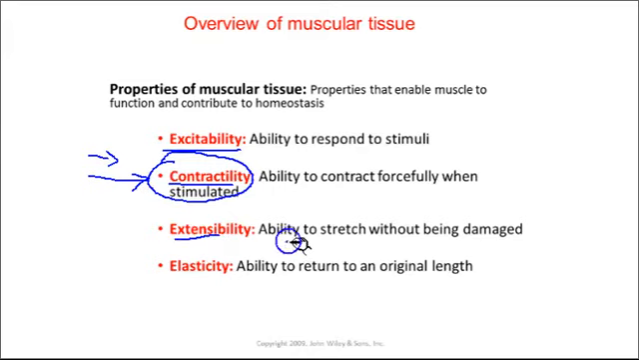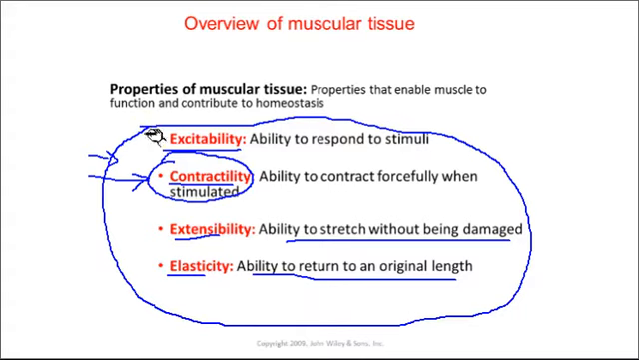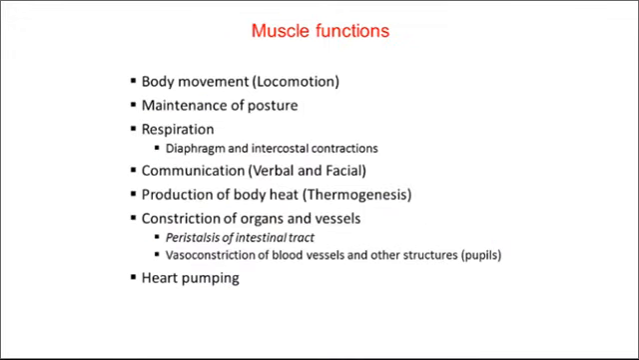Extensibility means the ability of the muscle to stretch without being damaged. Last, we have the elasticity, and elasticity means the ability to return to the original length. That is the elasticity. So the muscle tissue has 4 main properties, including excitability, contractility, extensibility, and elasticity.